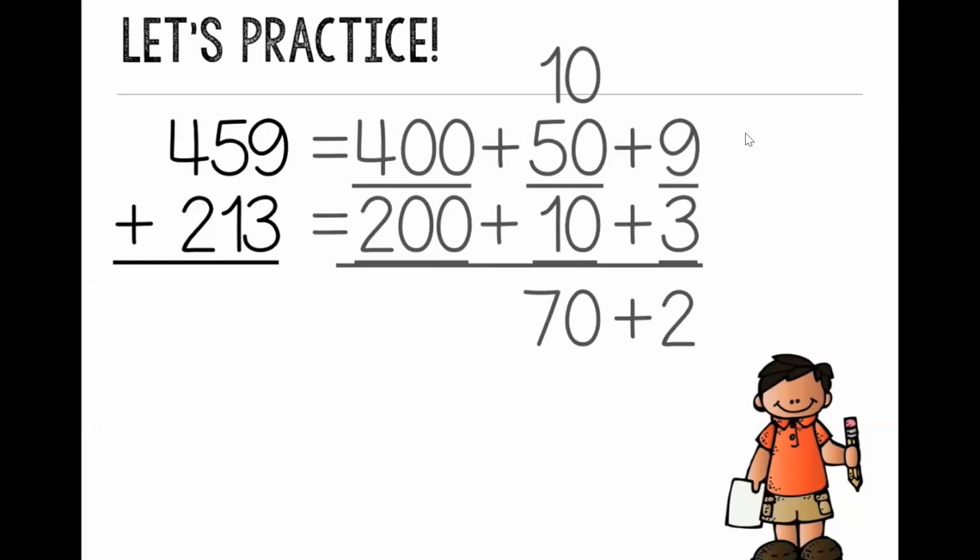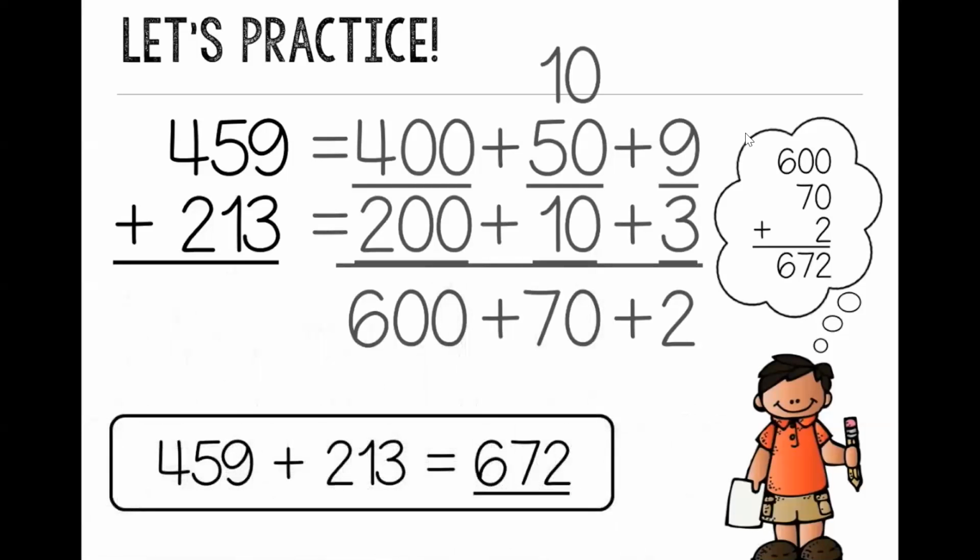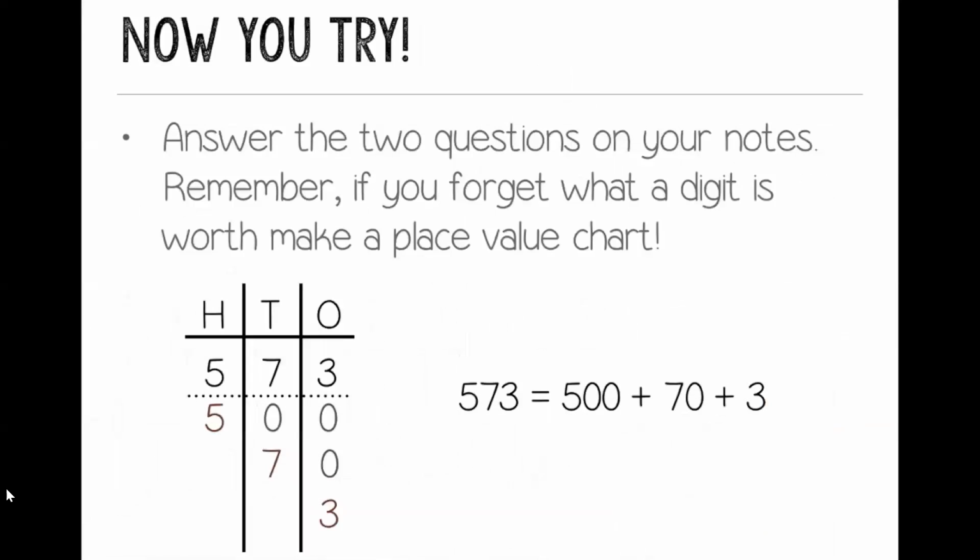Then I go to my hundreds place. 400 plus 200 equals 600. So my answer is 600 plus 70 plus 2. And if I need help, remember, I can write it vertically. So that means I'm writing it going up and down. 600 plus 70 plus 2. I add up my ones, 0 plus 0 plus 2, 0 plus 7, and then bring down the 6, and I get 672. 459 plus 213 equals 672. Now you try. Answer the two questions on your notes.